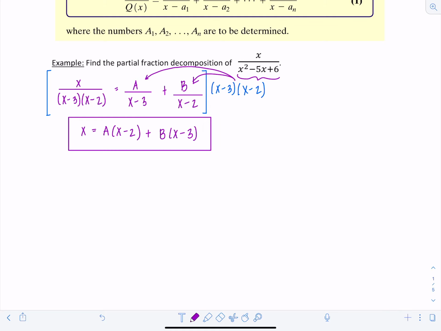All right, so here we go. Method one: you choose a value for x that will make the factor equal 0. So I'm going to let x equal 2. And now notice what happens. If I'm letting x equal 2, then on the left-hand side, that's going to be a 2, equals a times 0, so that'll just be gone, plus b times 2 minus 3. So this is going to be 2 equals 0 plus b times negative 1, which means b equals negative 2.